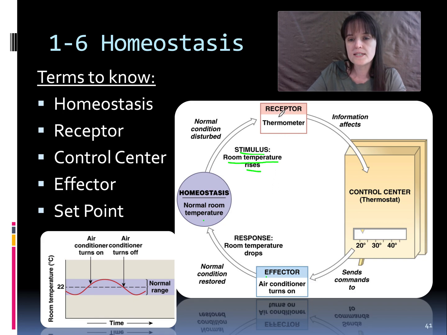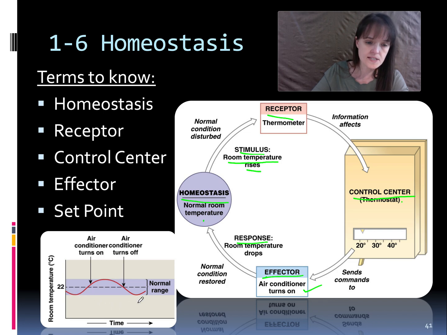The receptor in this case is the thermometer. And that information is sent to the control center, which in this example is the thermostat. And once it's hot enough, it makes a decision, in air quotes, and sends the command to the effector, which in this case is the air conditioner, turning it on. And then that blows cold air. So the room response here is that the room temperature drops back to our normal room temperature, which is homeostasis.